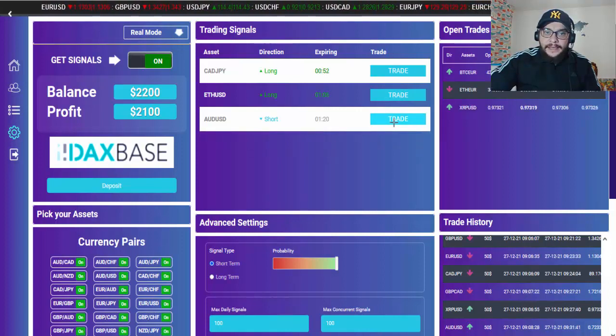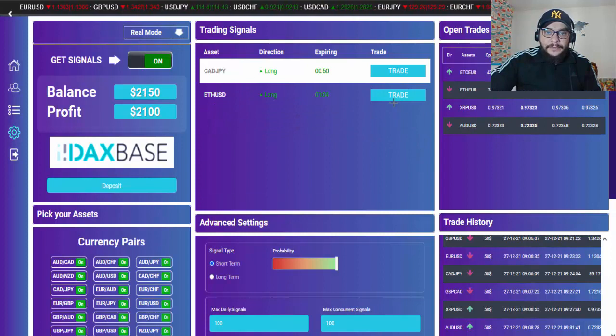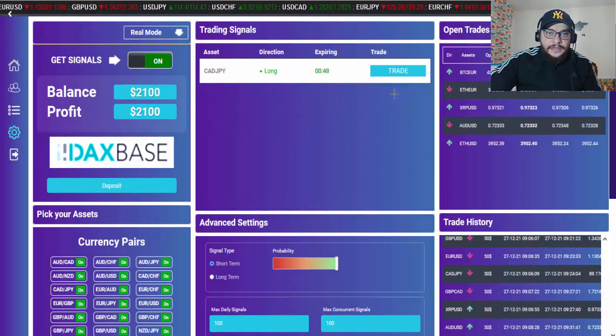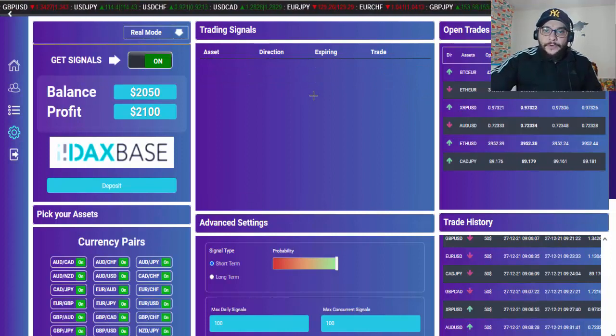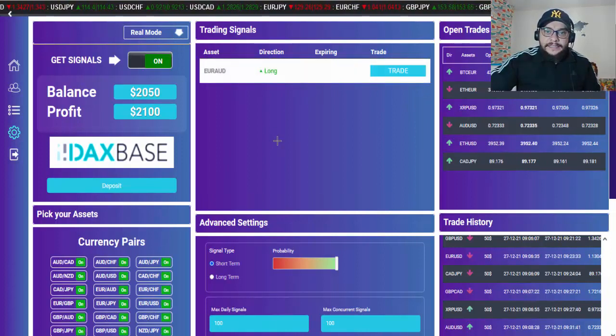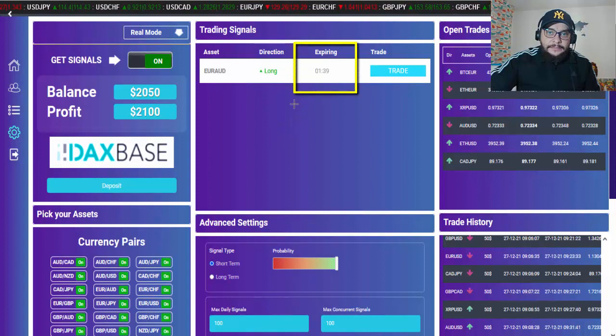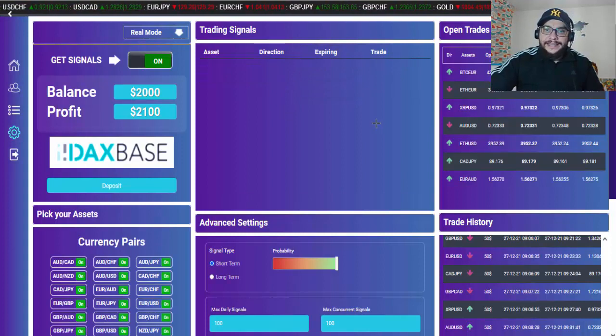It is a buy. Australian dollar US dollar, a buy. And Ethereum US dollar, a buy. And Canadian dollar Japanese yen. So be careful of the expiring time of the signals. As you can see here, we have the expiring time. So if this is less than 20 seconds, then it is better not to trade that signal.